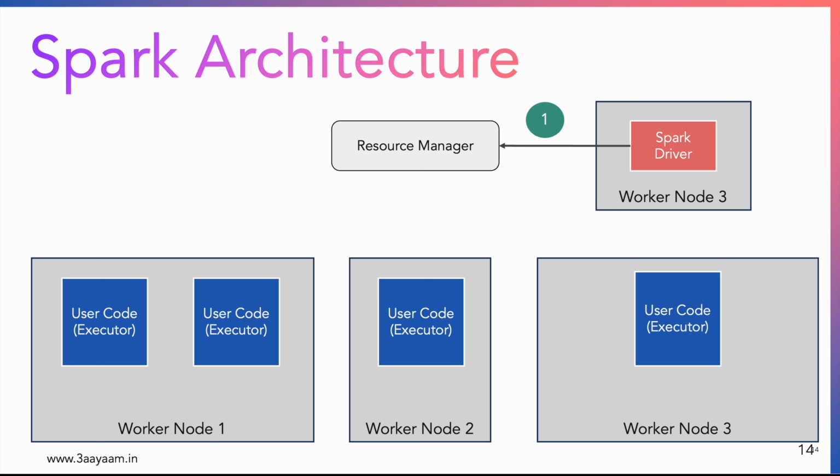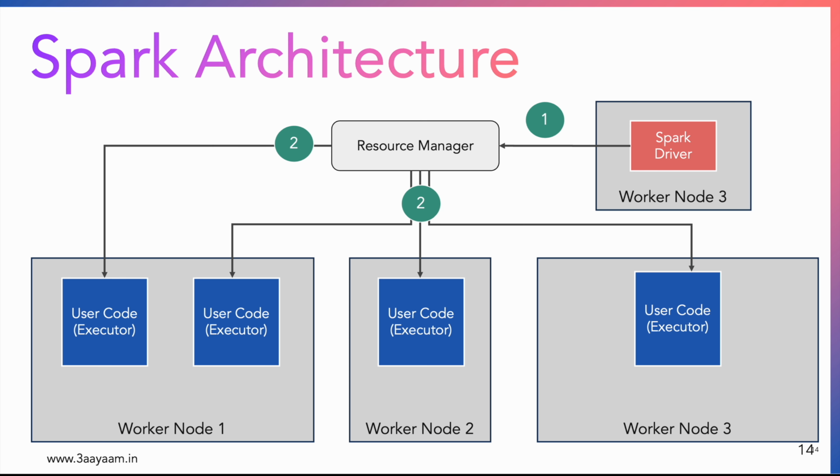Resource manager will talk to the node manager of worker node 1, 2, and 3, and then all the executor processes would be started, which will execute the user code or the actual application. Once the processing is done for these executor processes, they would be terminated. Then the next 4 executor processes would come and run the same way. So this is what the Spark architecture is at a very high level.